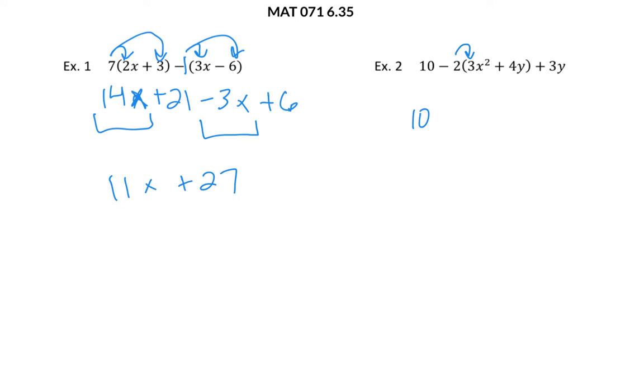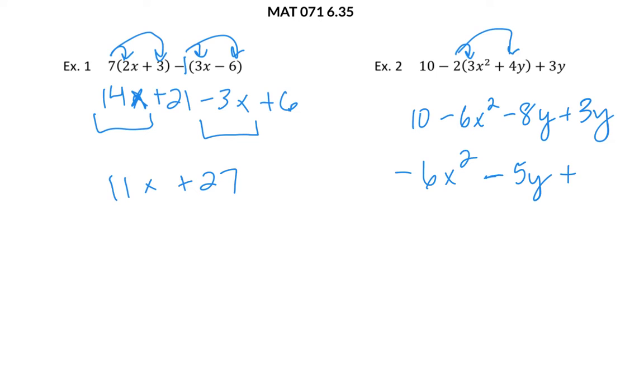So I need to multiply everything inside by a -2. -2 times 3x squared is -6x squared. -2 times 4y is -8y plus 3y. We then look to see what we can combine together. There's nothing to go with -6x squared, so I'm going to bring that down. I have -8y plus 3y, -8 plus 3, opposite signs. So you subtract them, keep the sign of the bigger number. That's going to be -5y.